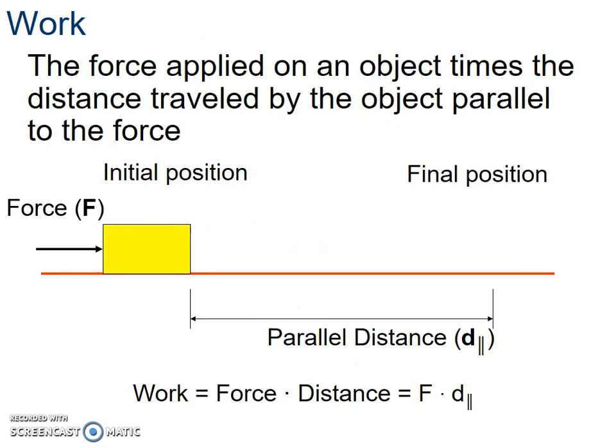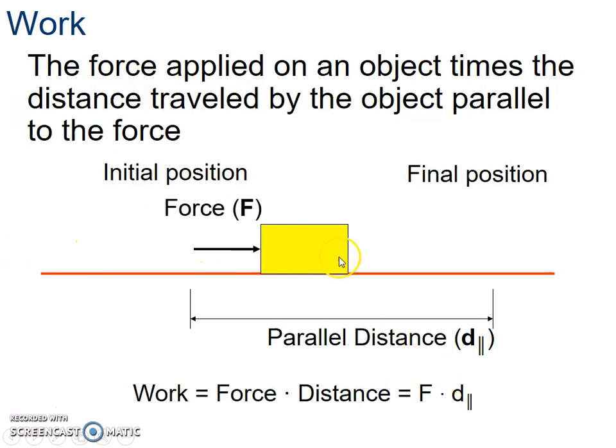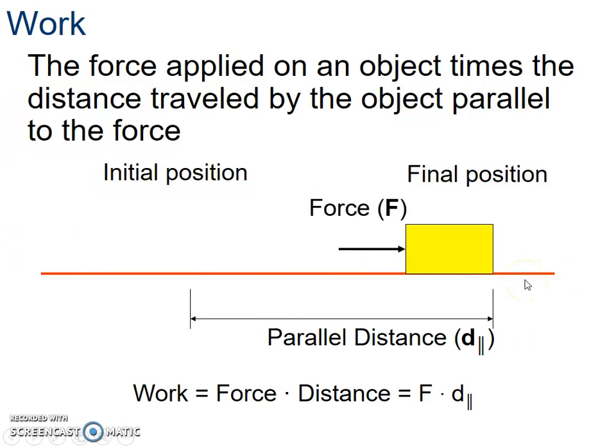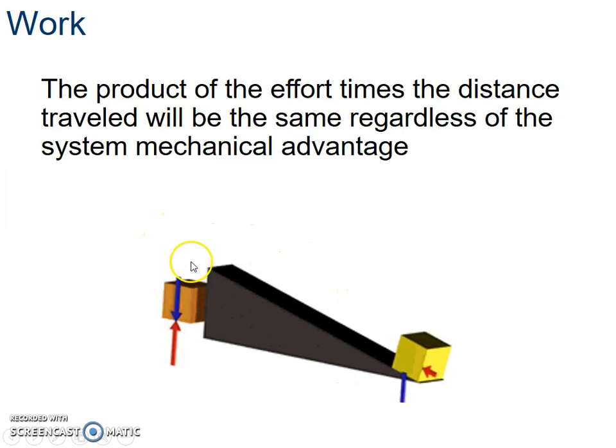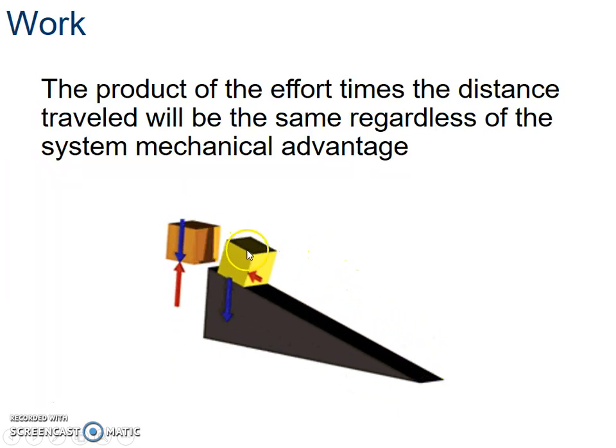Now, work is another equation. Work is force times distance, and they have to be in parallel. That's what this symbol represents. We will see force times distance in the perpendicular, but that will be for later. This is in parallel, so force has to be applied in the same direction as it's moving. This is work. The work here, 4 pounds times the 1 foot going up, has to equal the 1 pound moving the 4 feet distance. They are the same.